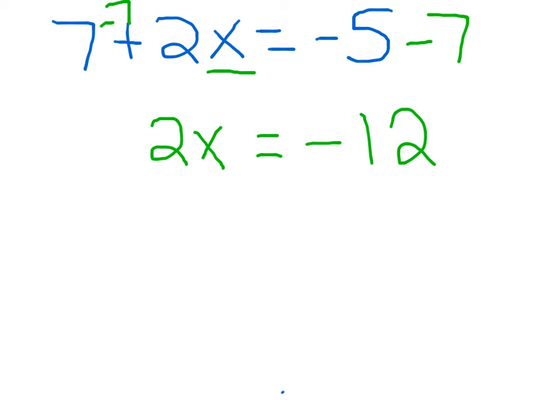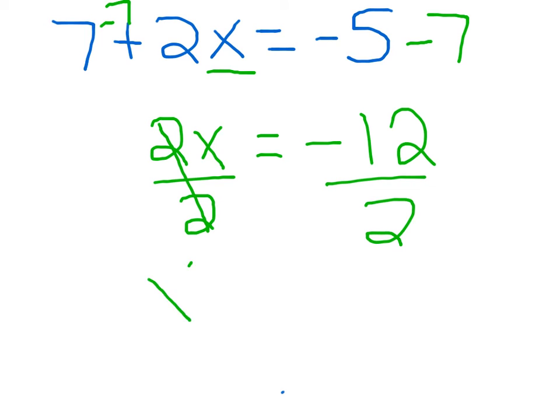Our next step to isolate our x will be to divide both sides by 2. The 2's on the left divide to 1, and we are left with x equals negative 12 divided by 2, which gives us a negative 6. So the answer to our second equation is negative 6.